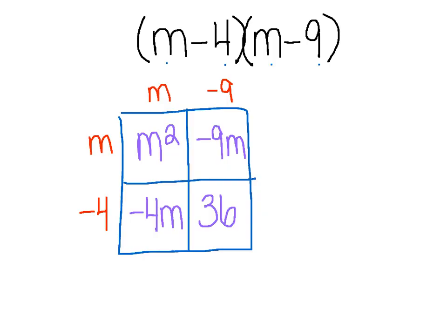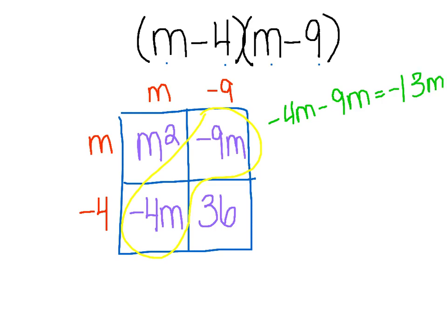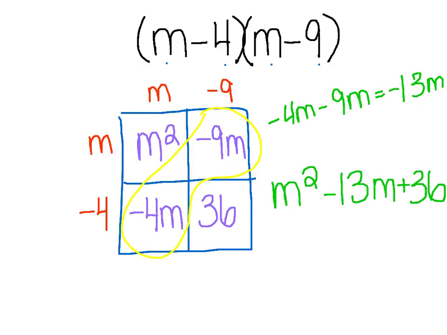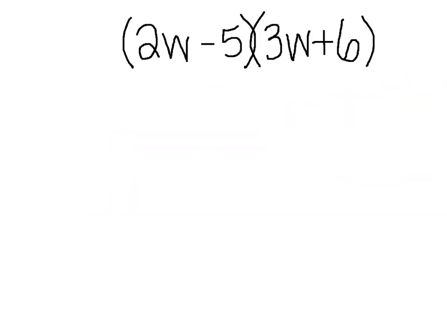Again, we can see our diagonals line up, so we know we can add those immediately, and negative 4m minus 9m is negative 13m. And then putting this all together, we have m squared minus 13m plus 36, and that is our final answer. Now I'd like you to pause the video and try this example on your own, doing the same thing even though we have coefficients in front of our variables.